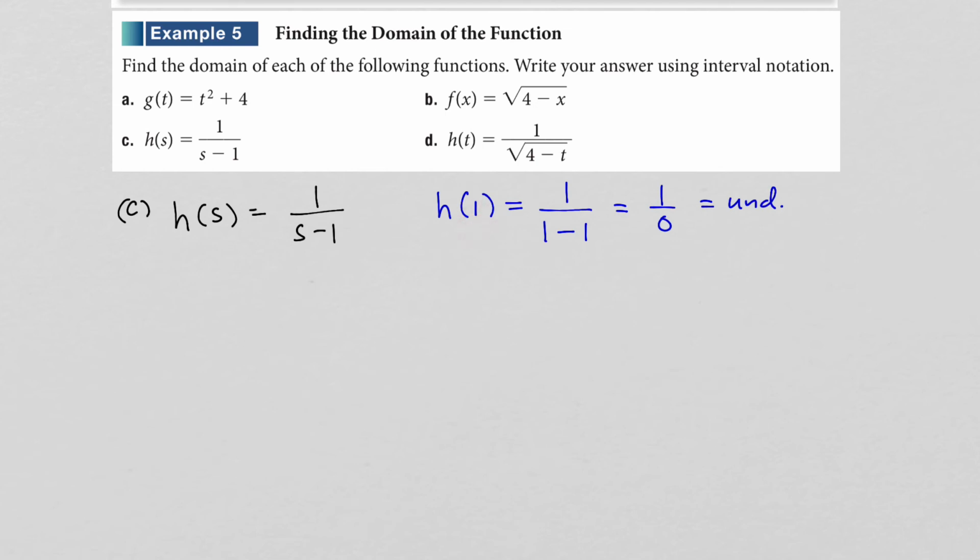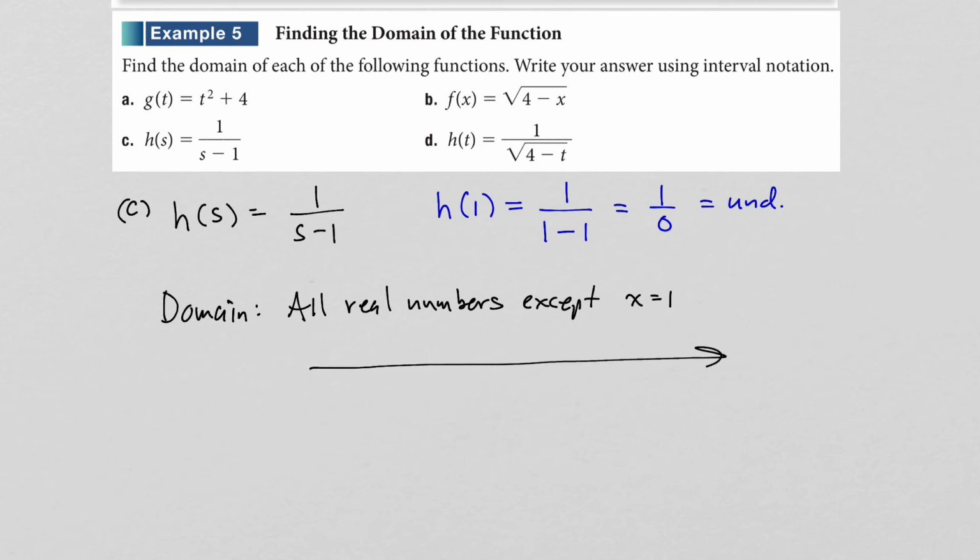Now, 1 is the only number that will give you 0 in the denominator, right? So 1 is the only restriction. So the domain here is all real numbers except x equals 1.